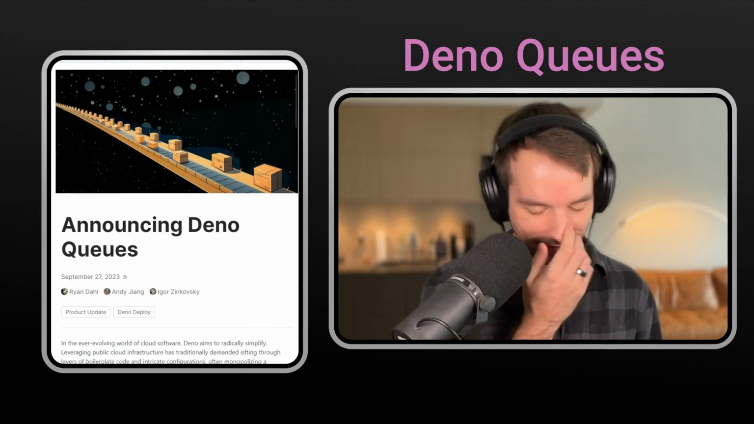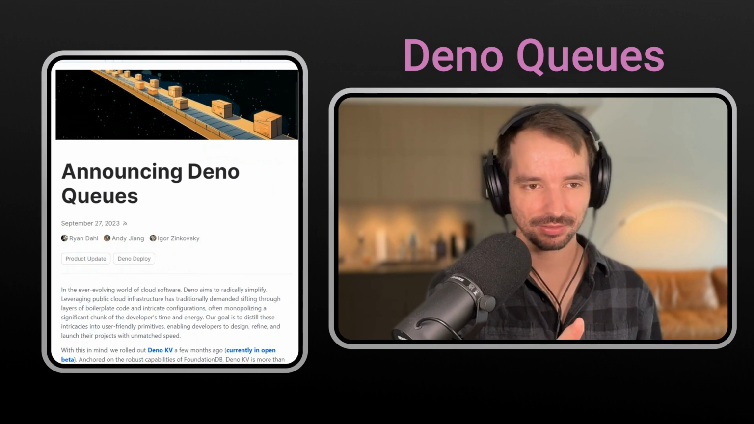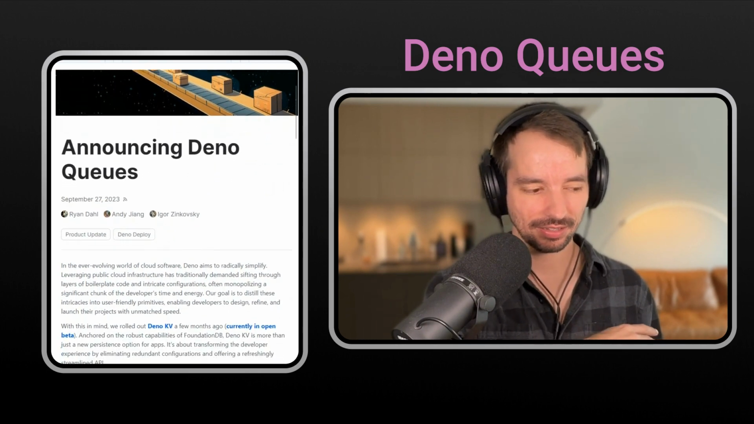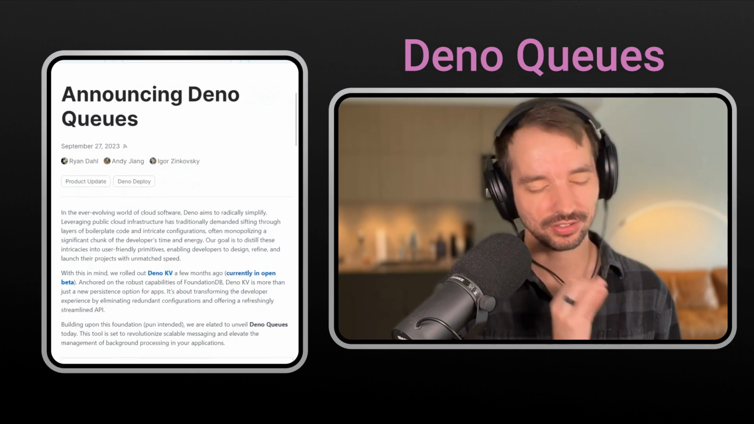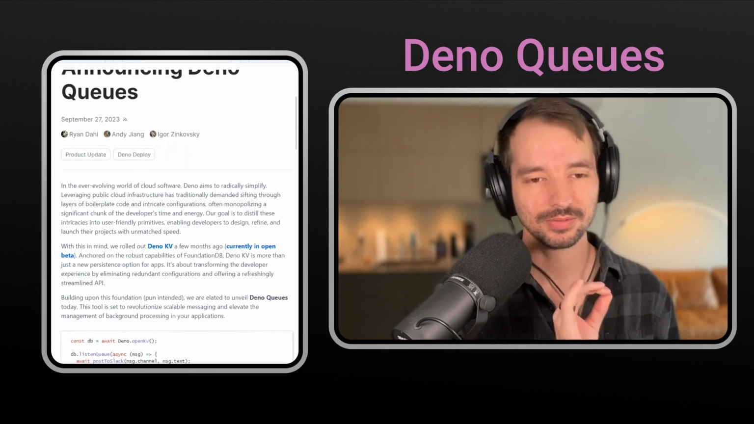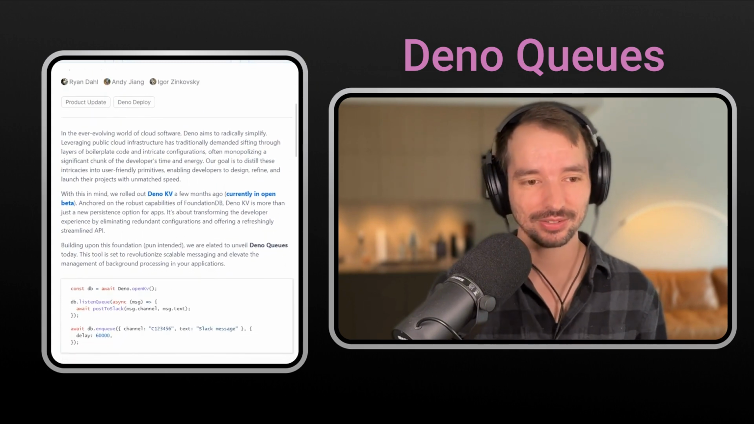Next up, we have Deno Queues. Yeah, I actually mentioned this in our last recording, but this is a new feature that Deno released. So Deno has already had a key value service, and the API for their key value service is just so nice. There's so little to it, and now they're releasing a queue service.